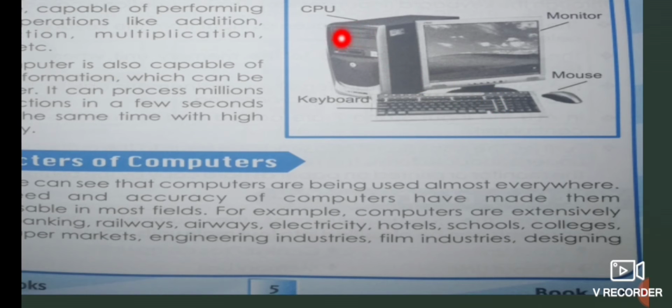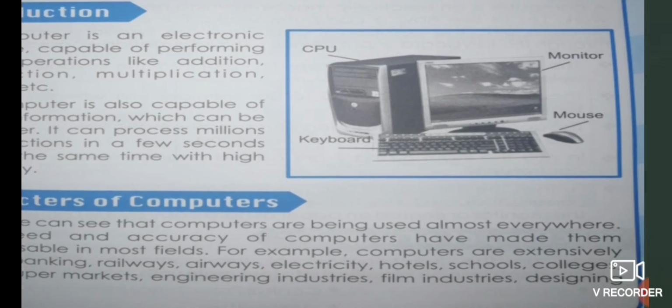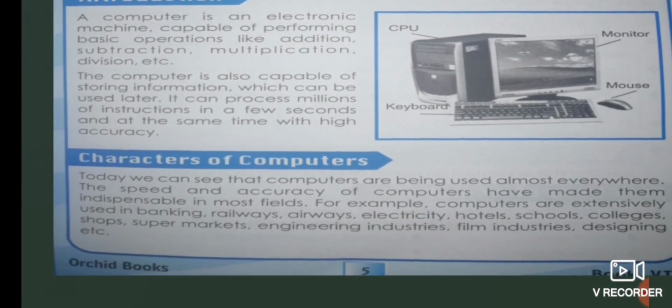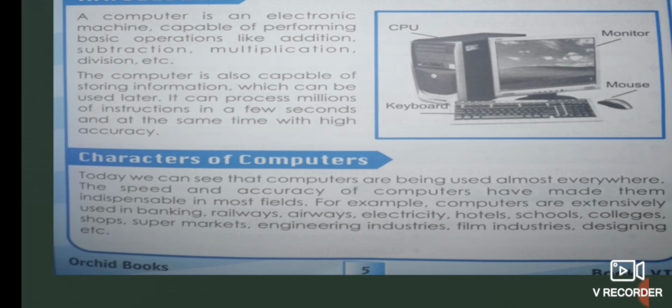And then you can see the brain of a computer called the CPU. It does all the calculations, storage, and processing work inside this device called the CPU. CPU stands for Central Processing Unit. So these are the main parts of your computer. This is the basic introduction about a computer. And now let us see what the characteristics of your computer are.